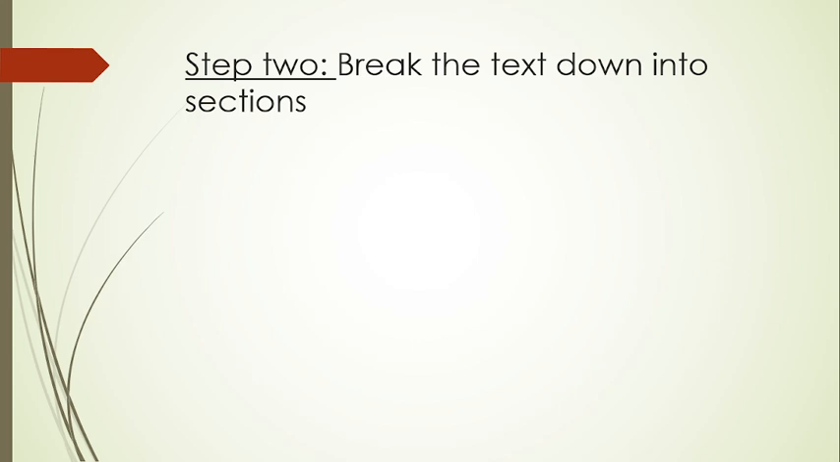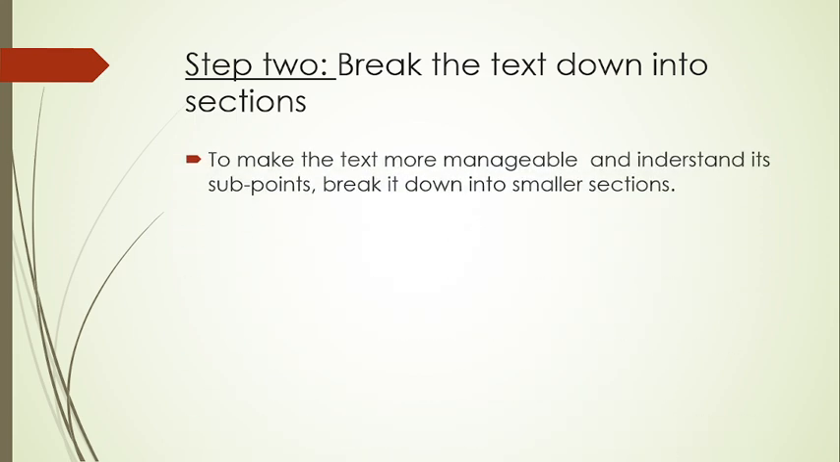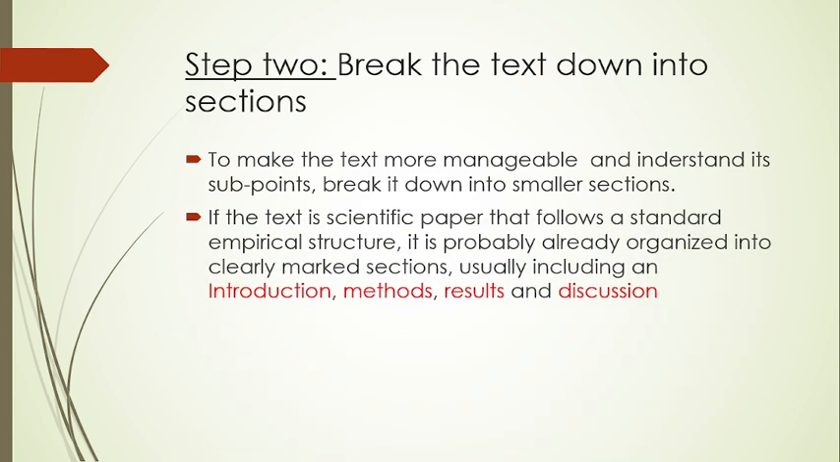Step 2 is to break the text down into sections. To make the text more manageable and understand its subpoints, break it down into smaller sections. If the text is a scientific paper that follows a standard empirical structure, it is probably already organized into clearly marked sections, usually including an introduction, methods, results, and discussion. So it is the IMRaD organization.